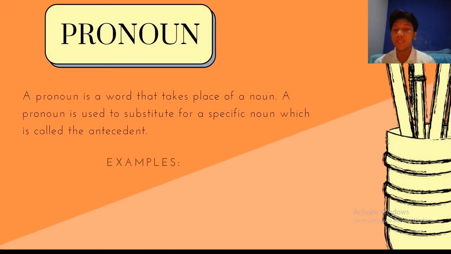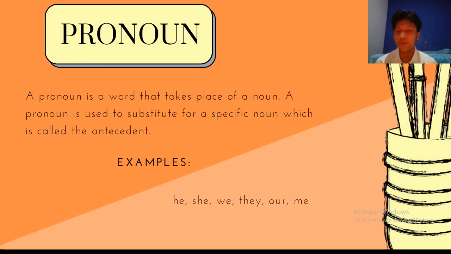Move on to the second part of speech. We have pronoun. It has a quite similar name to the previous one. A pronoun is a word that takes the place of a noun. A pronoun is used to substitute for a specific noun, which is called the antecedent. And you can see the examples: he, she, we, they, our, and me. Just like the previous icebreaker game that we had.